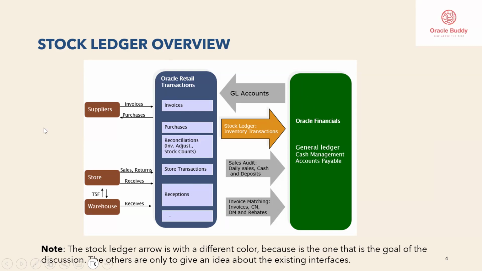Suppliers send us invoices and we send the purchase orders to them. From the store, sales and returns come in, and transfers happen between warehouse and store. Once the warehouse receives, it sends the receipt information to RMS. All this information goes to Oracle Financials, but the main focus for us is the stock ledger information.